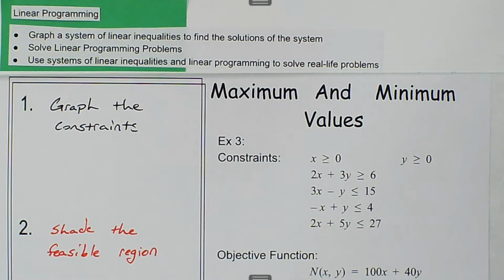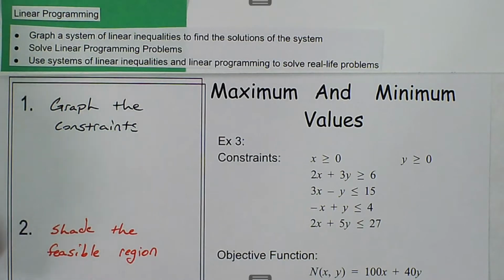We're talking about linear programming. We want to graph systems of linear inequalities to find the solutions of the system, solve linear programming problems. So in this case, we want to focus on maximum and minimum values. So we're given 6 constraints. And the first thing is we want to graph those constraints.